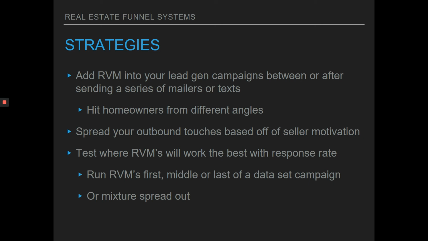Definitely test where your RVMs will work the best with response rate. Like I said, figure out that flow, whether RVMs are going to be first, middle, or last, or a mixture, whether it's with the cold calling, the mailers, and the texting.